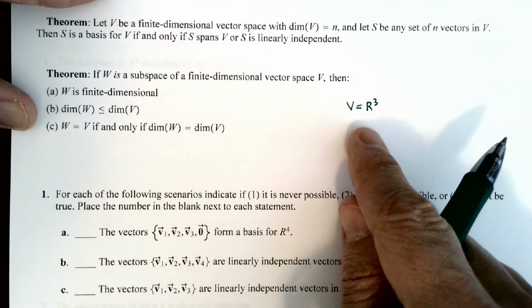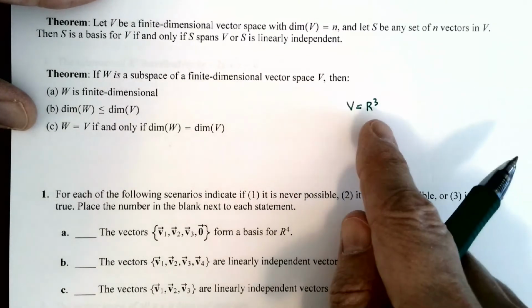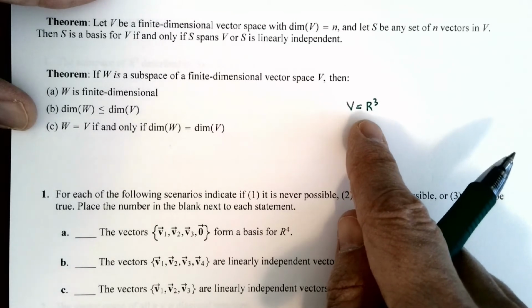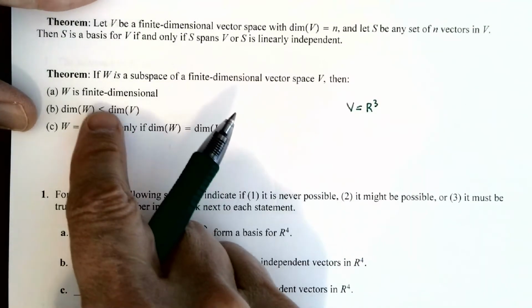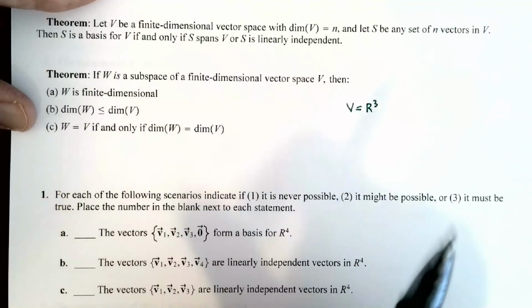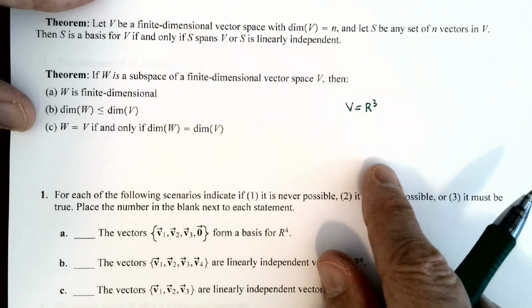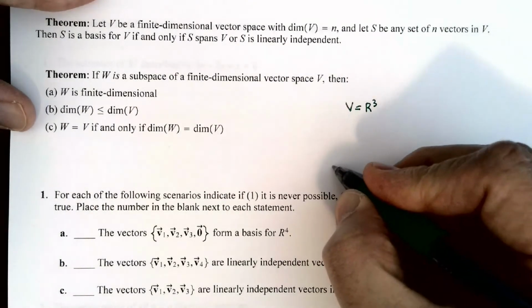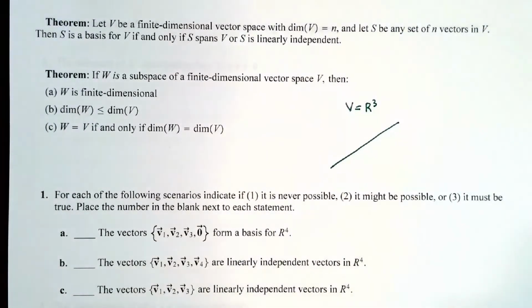So if you look at each of those, let's say lines through the origin. Let's suppose we have a line through the origin, which is a subspace of 3 space. So if W is a line through the origin, then W is finite dimensional. What is the dimension of a line passing through the origin? Well, what would be a basis for any line?